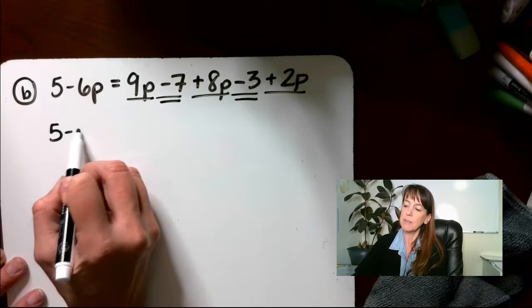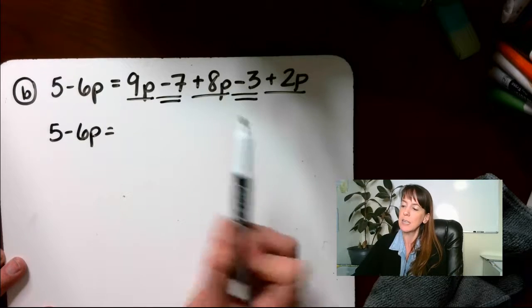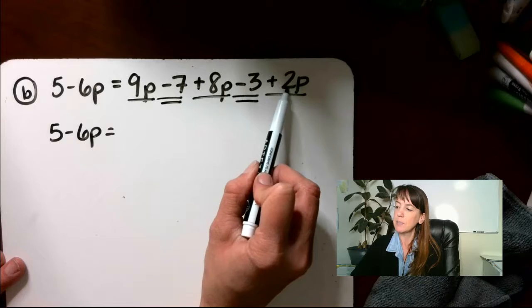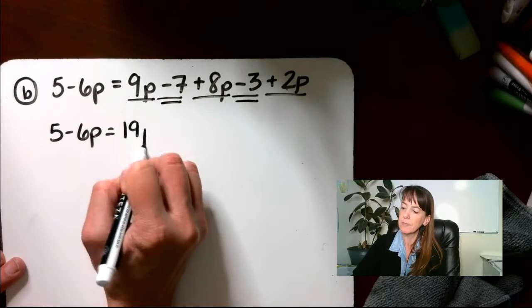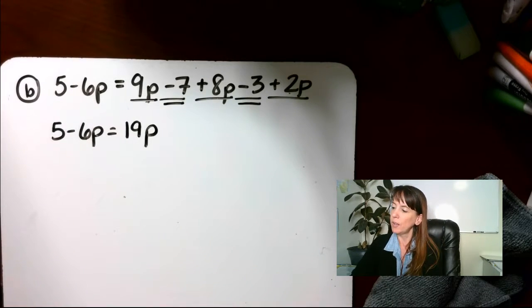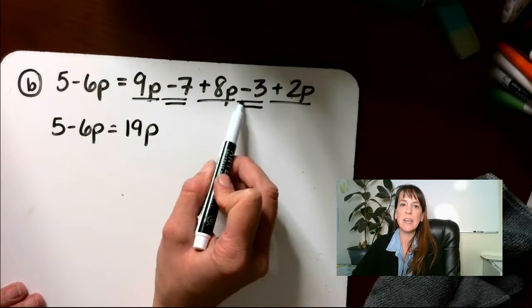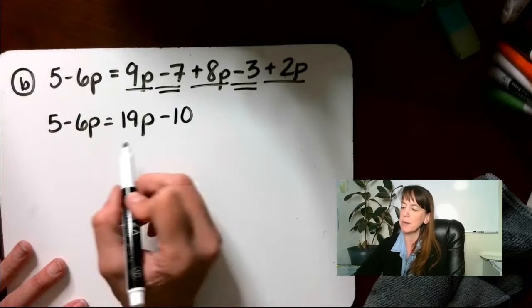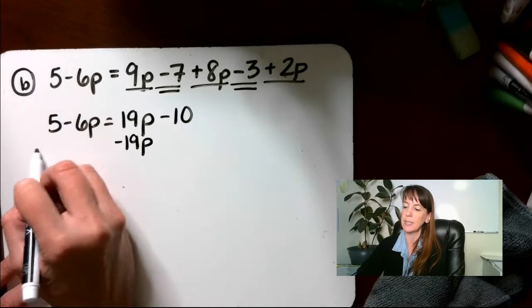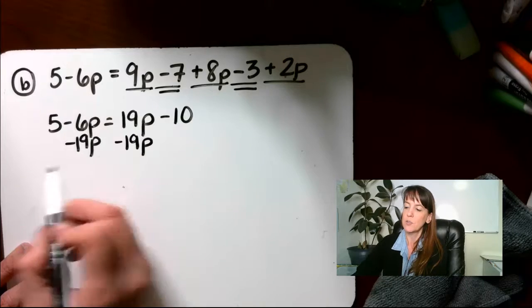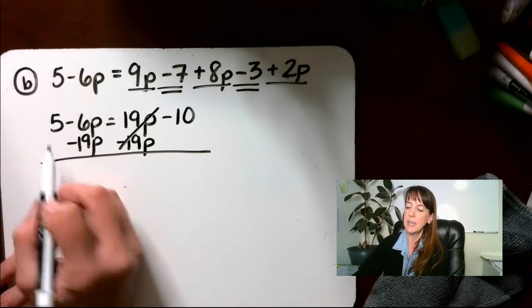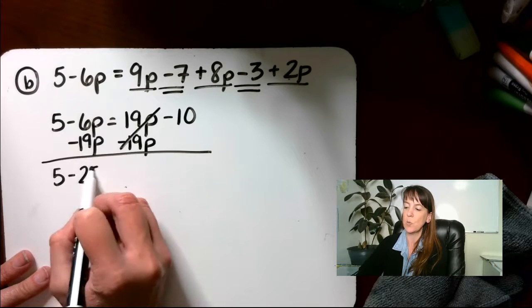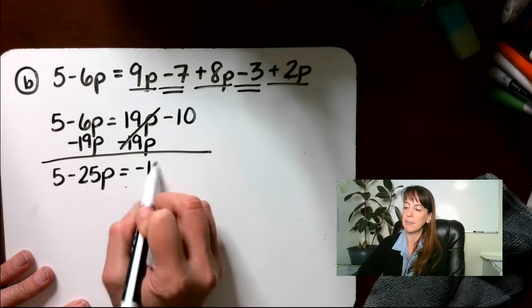So I'm going to bring this down. 5 minus 6p equals, take 9p plus 8p, that's going to be 17p. This is plus 2 more is 19p. Okay, so 11, 19, yep, good. Negative 7 and negative 3 gives me negative 10. All right, now I'm in a position to move things around. I'm going to minus 19p from both sides. Draw our line, cancel out. Let's bring everything else down. 5 minus, 6 and 19, that's going to give us negative 25p equals negative 10.